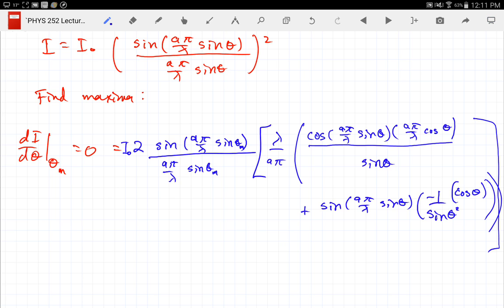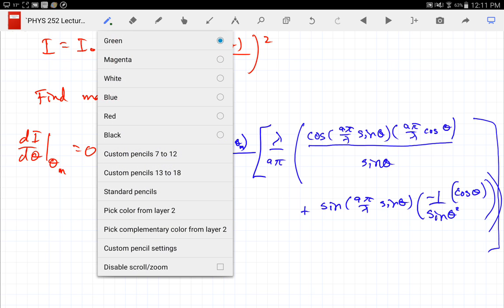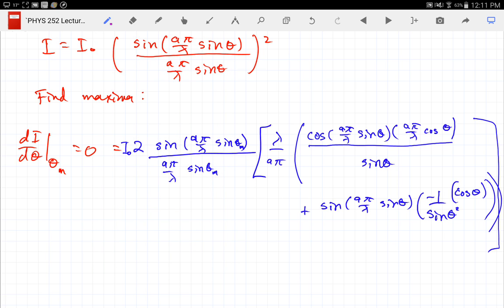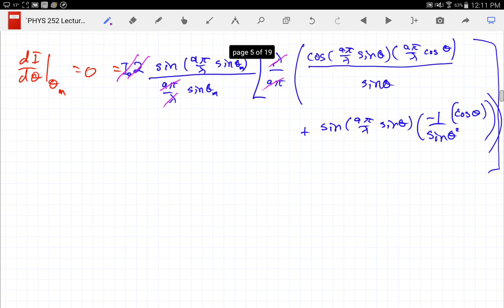All the constants. So, yes. Instead of dropping them out accidentally, we'll cancel them out intentionally. We will divide out everything that's a constant. So we divide out the I0, divide out the 2, divide out the a pi over lambda, divide out the lambda over a pi. And we're left with still a crazy equation, right? Just everything that is a constant I can divide on both sides and not have a problem.